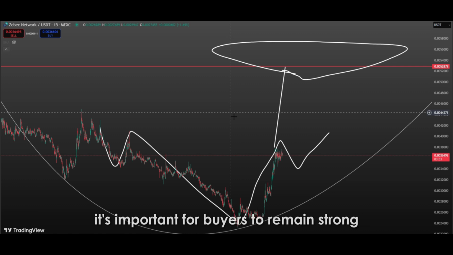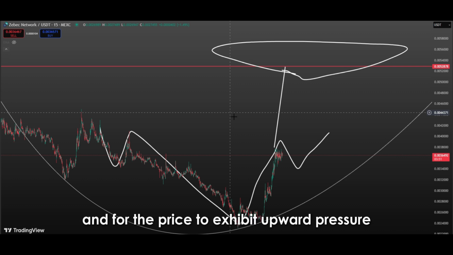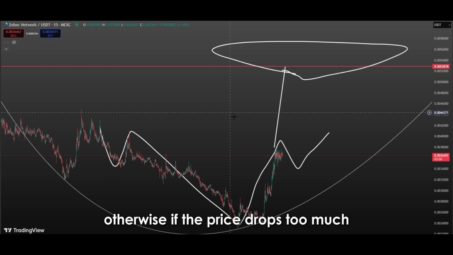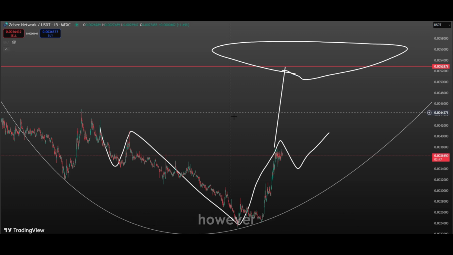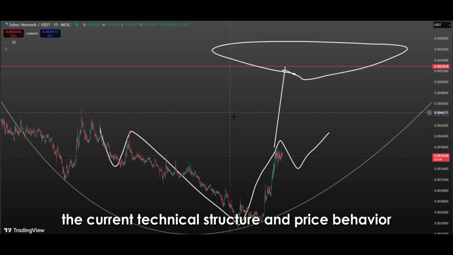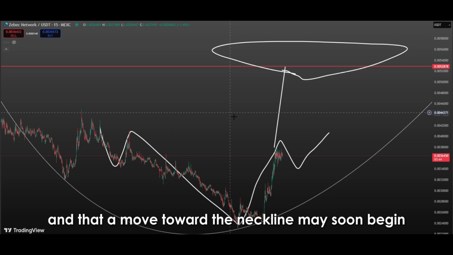At this stage, it's important for buyers to remain strong, for selling to be limited, and for the price to exhibit upward pressure. Otherwise, if the price drops too much during the formation of the right shoulder, the pattern may fail or become invalid. However, the current technical structure and price behavior indicate that this pattern is close to maturing and that a move toward the neckline may soon begin.